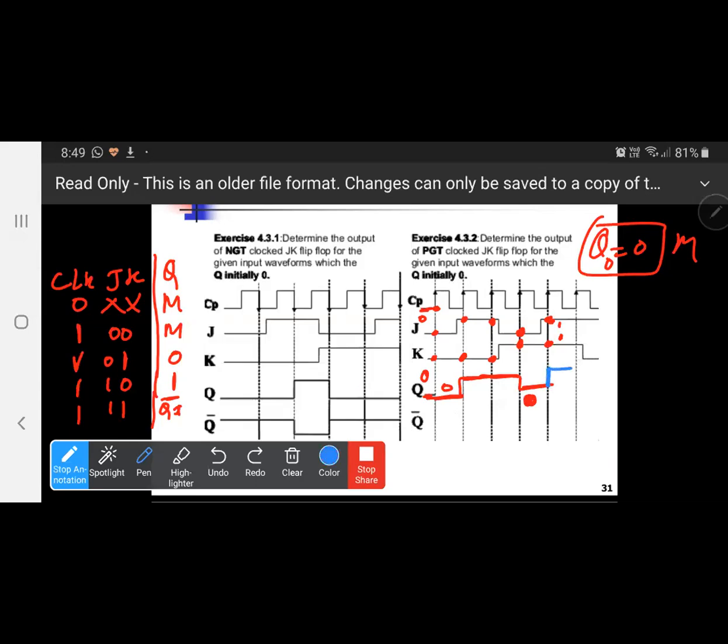Now this is one and again this is one. If both are one, you will get the complement of the previous. What is the previous output? One. So the output will be zero. Very good. Clear or not? Understand, girls?